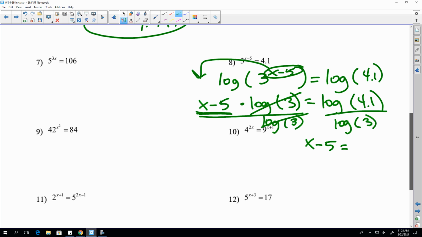1.284. I'm going to divide those. And if we add 5, that's going to be our real answer. So 6.284. All right, good.